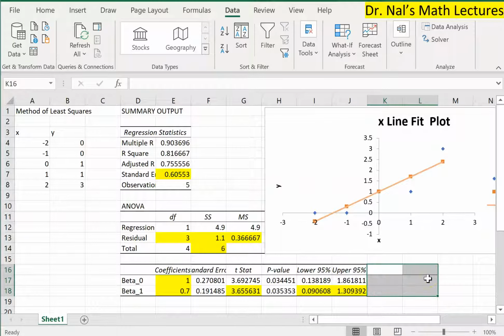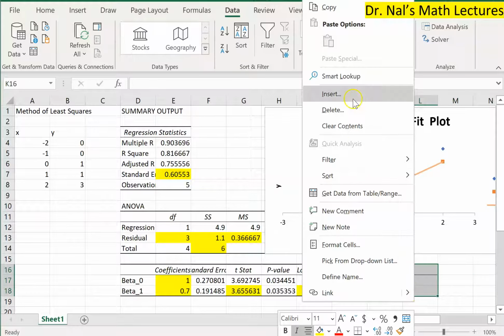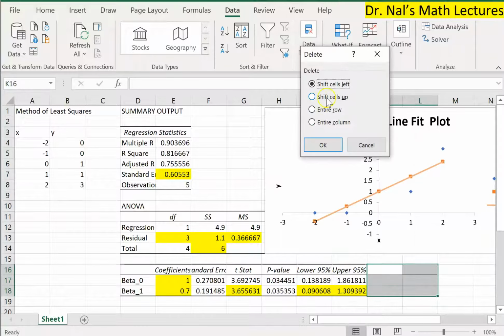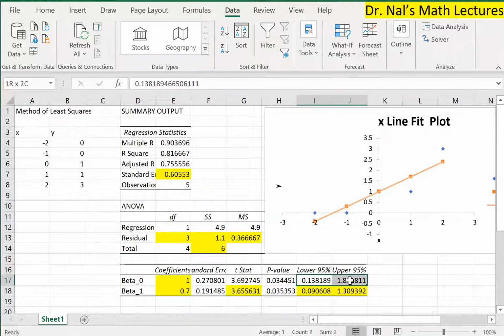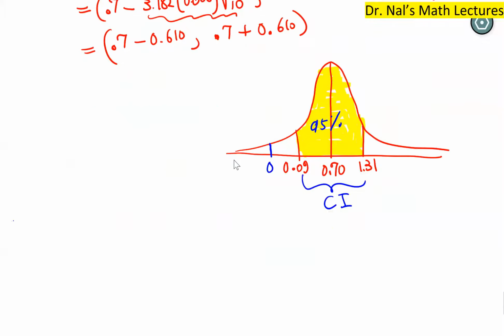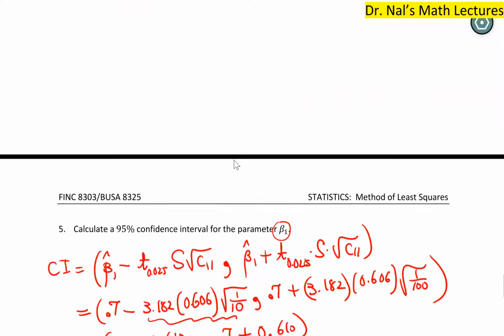So this one was not necessarily needed for us. So let me just delete it by shifting the cells to the left. Okay, good. And what else? Well, we could have similarly found the confidence interval for beta 0 as well. And if we did so, we would have found this, but it's very straightforward. Yeah, that's pretty much it, I guess.